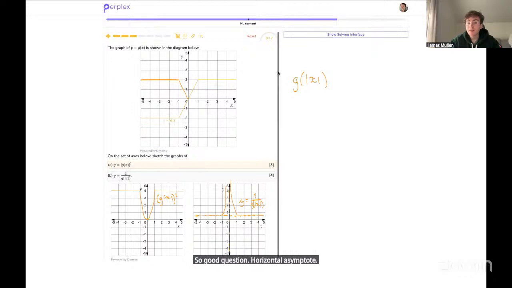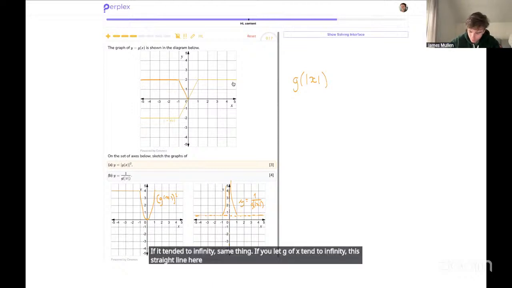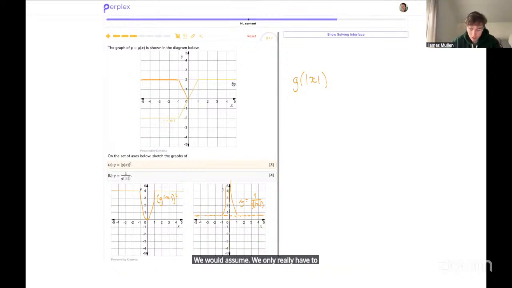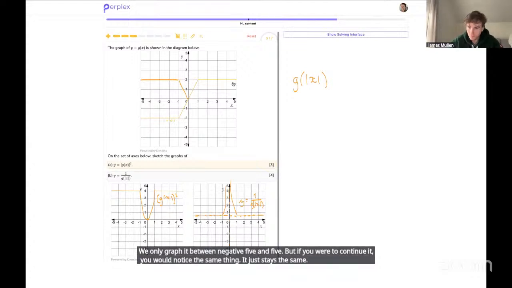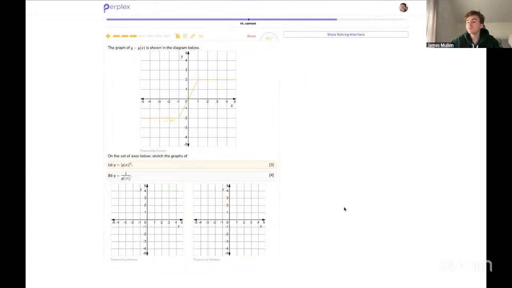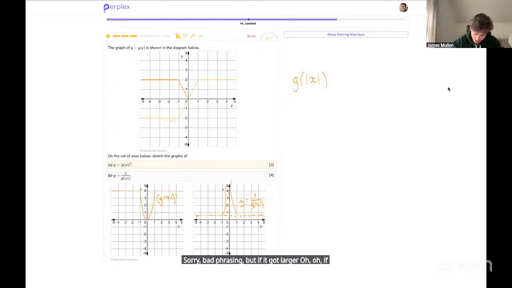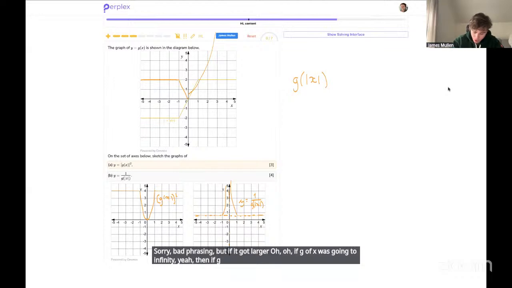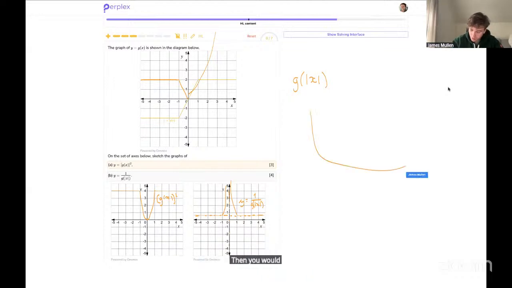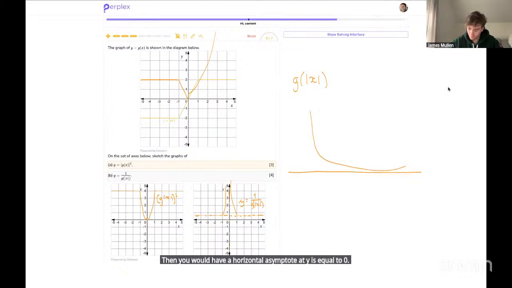If it tended to infinity, same thing. If you let g of x tend to infinity, this straight line here continues forever. You just can't see it. We only really have to graph it on the window that we're given. We only graph it between -5 and 5. But if you were to continue it, you would notice the same thing. It just stays the same. Sorry, bad phrasing, but if g of x was going to infinity, then you would have a horizontal asymptote at y is equal to 0. That is correct.